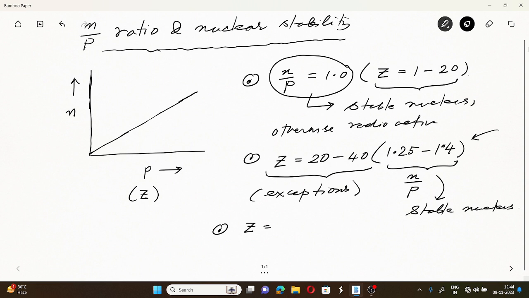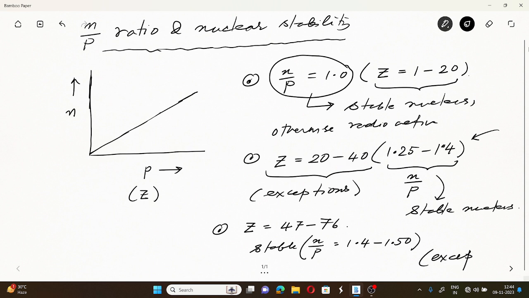And when Z is from about 47 to 76, the stability zone, when will it be stable, if the N by P ratio is in the range of 1.4 to 1.50, then they will represent the stability zone. Of course there are exceptions, because these are stated as a general rule, with no basis, based on observed facts. And when Z is greater than 83, the nuclei are always unstable.